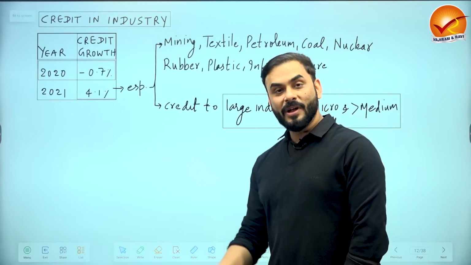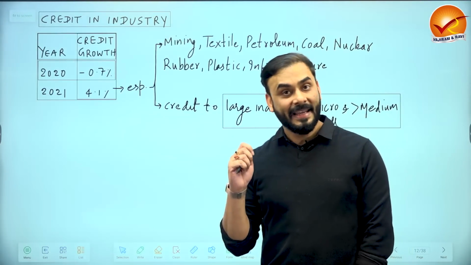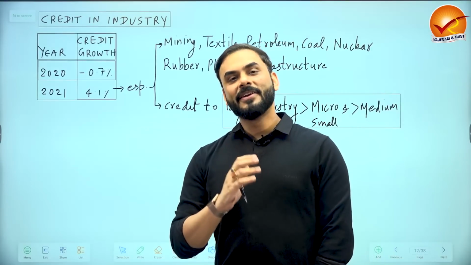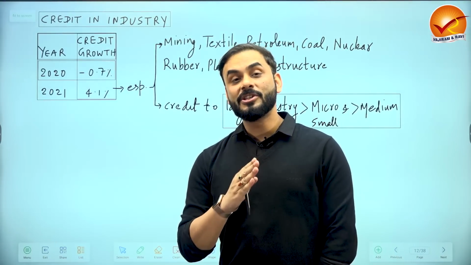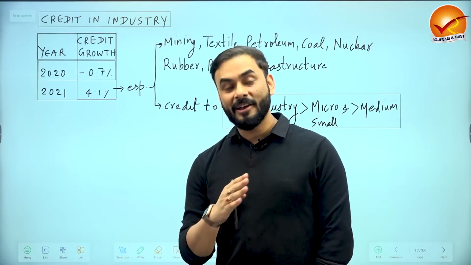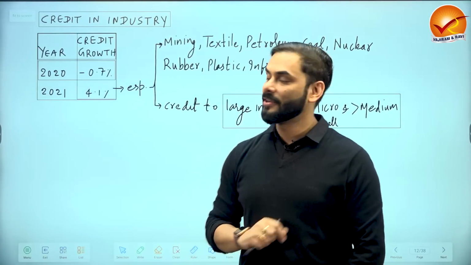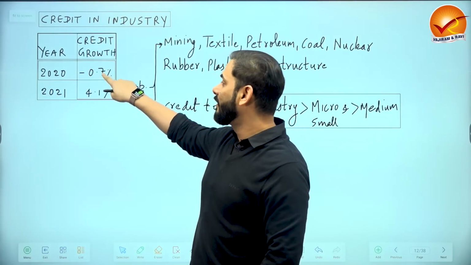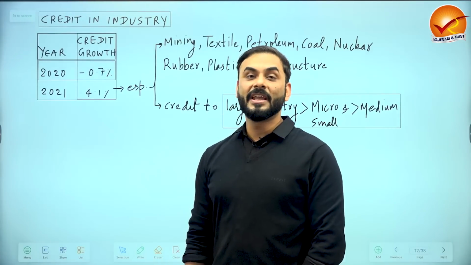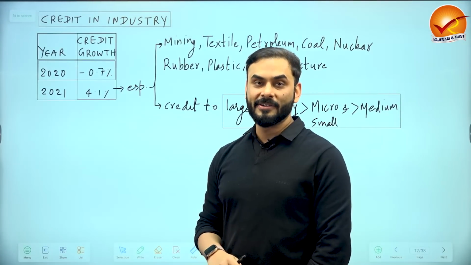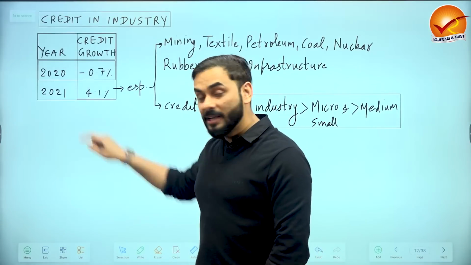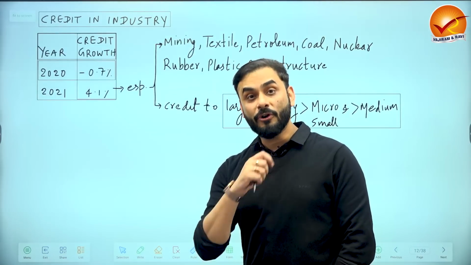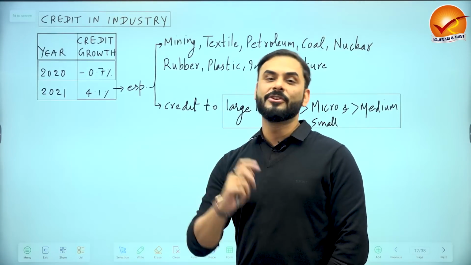Now guys, let us look at something very interesting. It is called credit in industry. Now, what do you mean by credit in industry? Credit in industry would mean how much money is being demanded and how much money is flowing into the industrial sector. If you look at the year 2020, the rate of growth of credit in industry was minus, which means it's negative. So industries were not demanding a lot of credit. But if you look at 2021, the rate of growth of credit is 4.1%, which means a lot of money is being demanded and money is flowing into industries now.